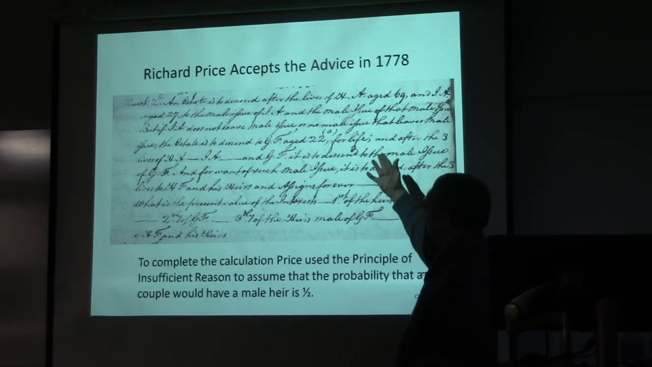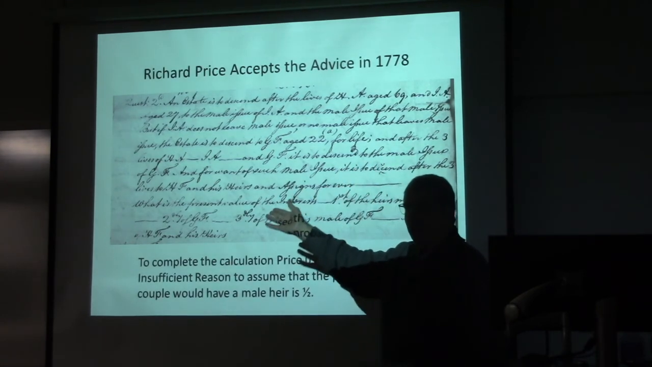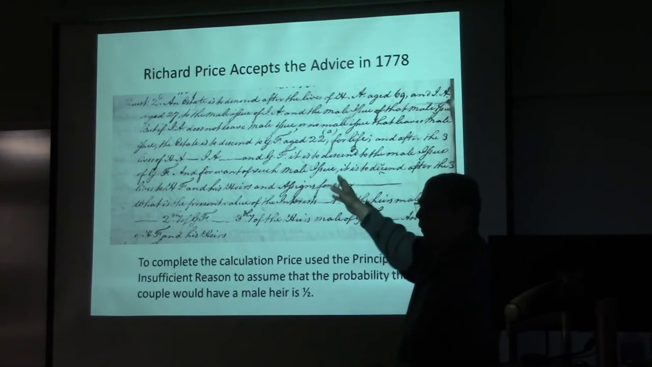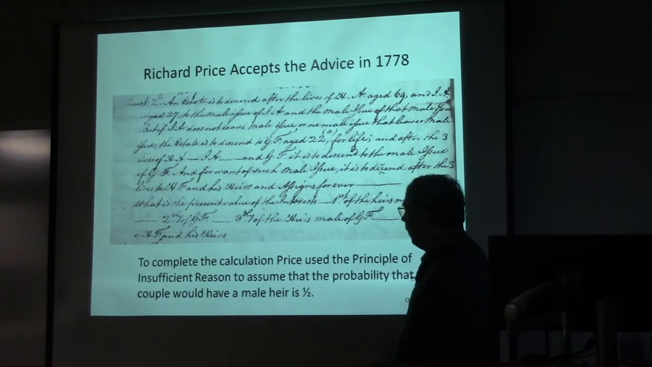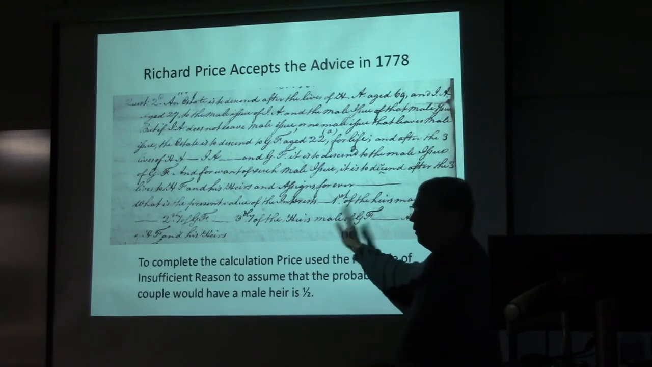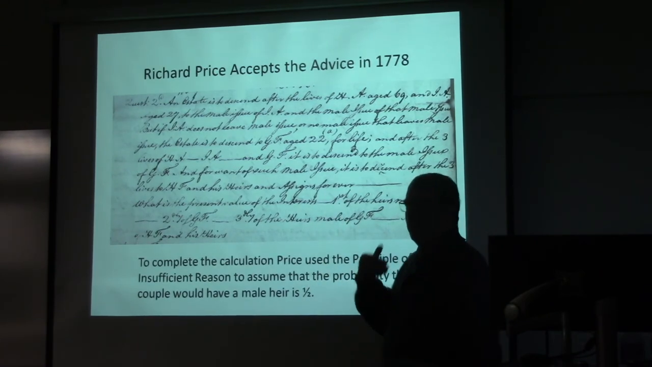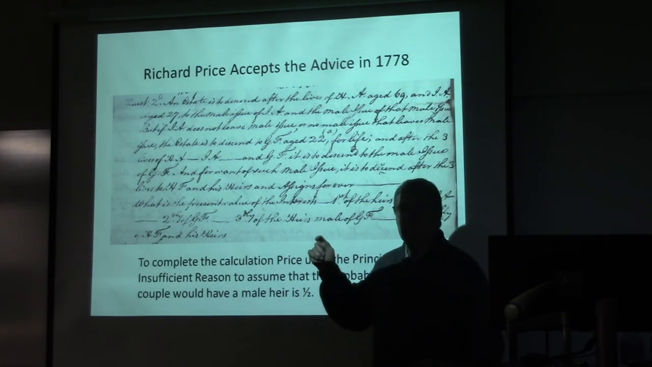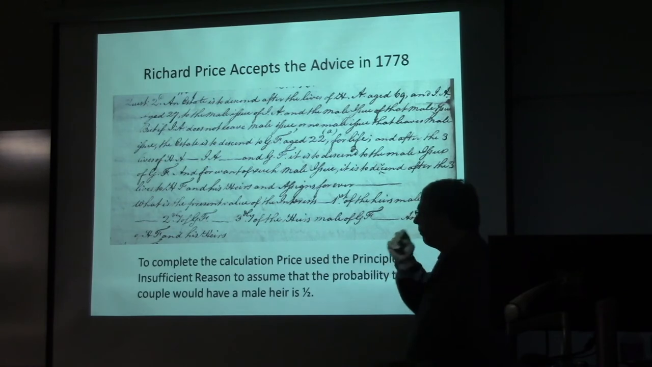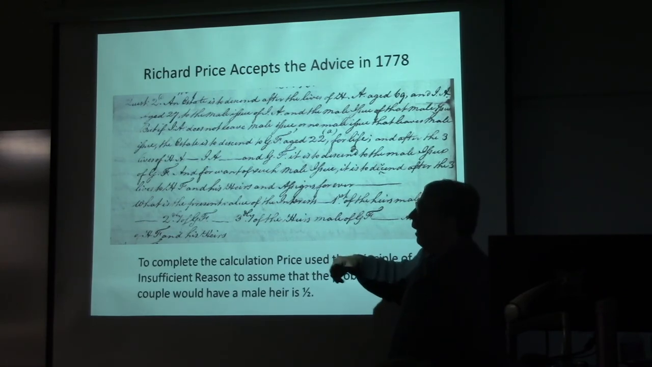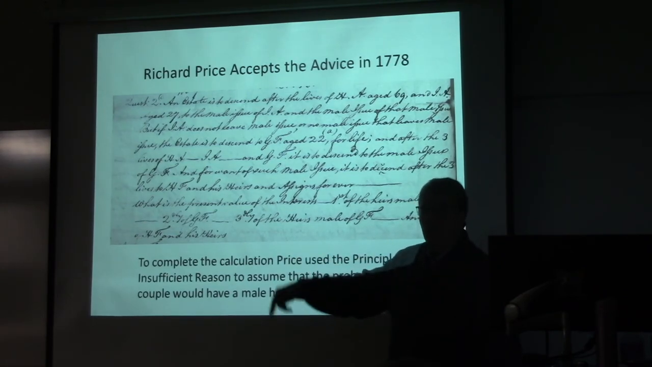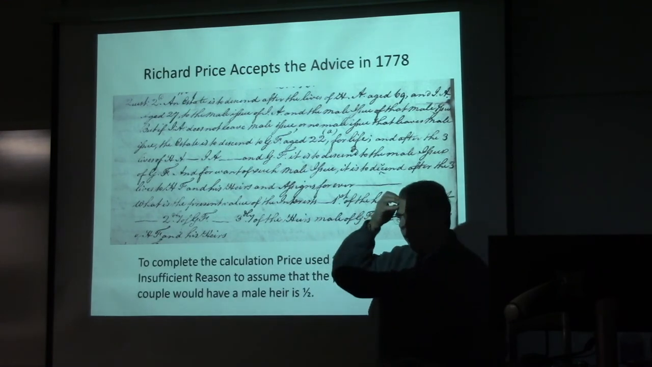What Price needs to figure out is the chances of all of these people getting married and having heirs. He does this by saying, well, chance uses the principle of insufficient reason, and says that in order to do the calculation, the chance is equal to a half in each case that each person will live long enough to marry and have a male heir.